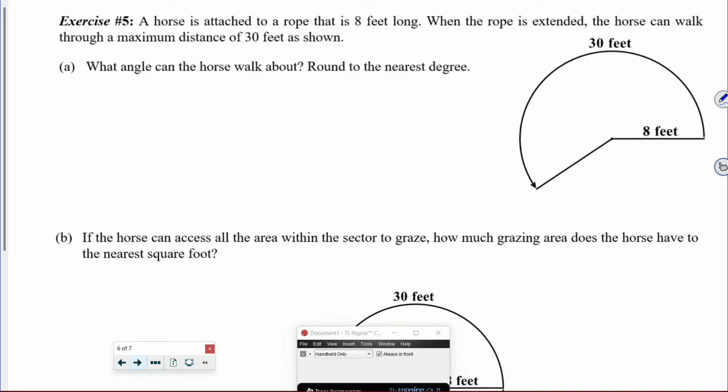A horse is attached to a rope that's 8 feet long. When the rope is extended, the horse can walk through a maximum distance of 30 feet as shown. What angle can the horse walk about, rounded to the nearest degree?